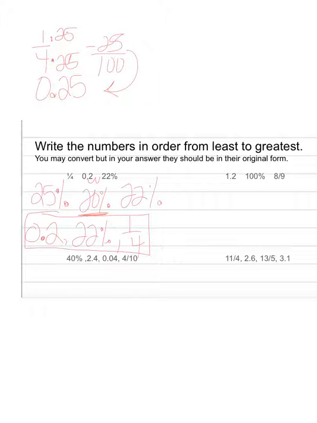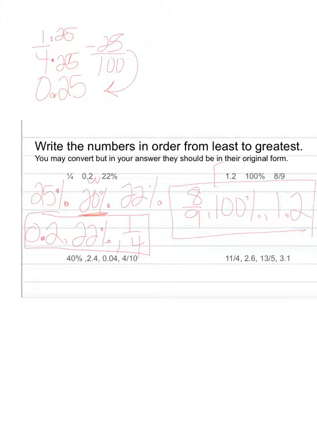I have 1.2, 100%, and 8/9. So right away, I know that 1 2/10 is greater than 100% and 8/9. I know 8/9 isn't even a whole, so I don't really have to do anything but just use my number sense. 8/9, 100%, and then 1 2/10.